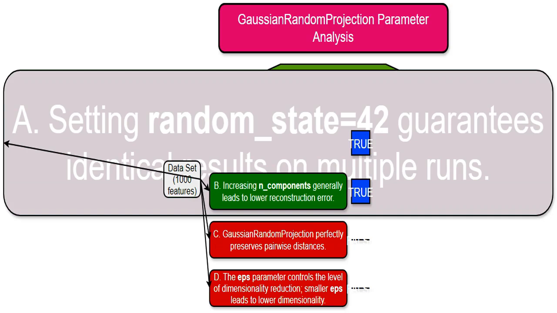I found that setting the "random_state" parameter to a specific value, like 42, makes the results reproducible. It's like setting a seed for the random number generator. The same sequence of random numbers is used, leading to identical outcomes every time you run the code. Therefore, this statement is true.